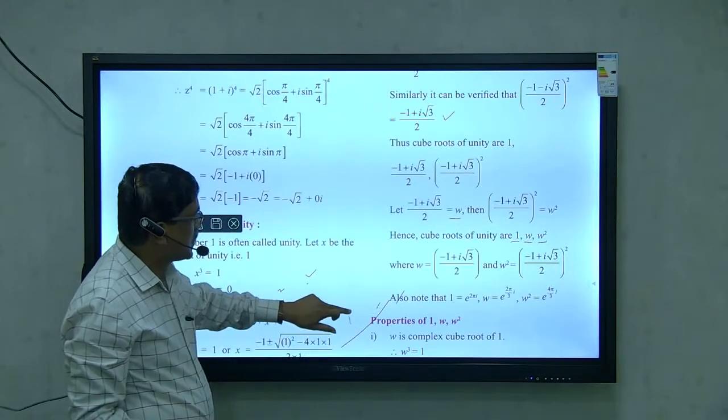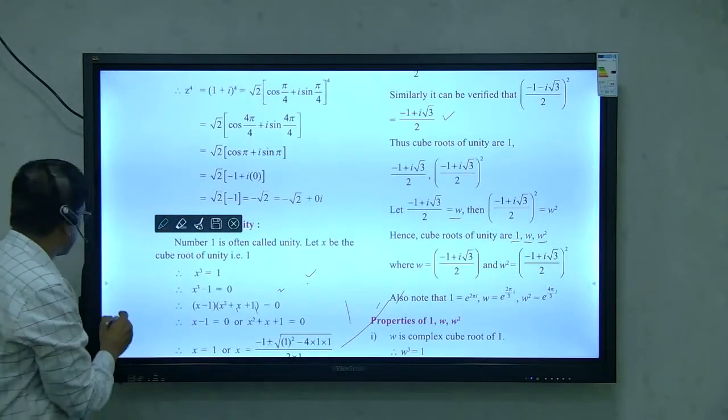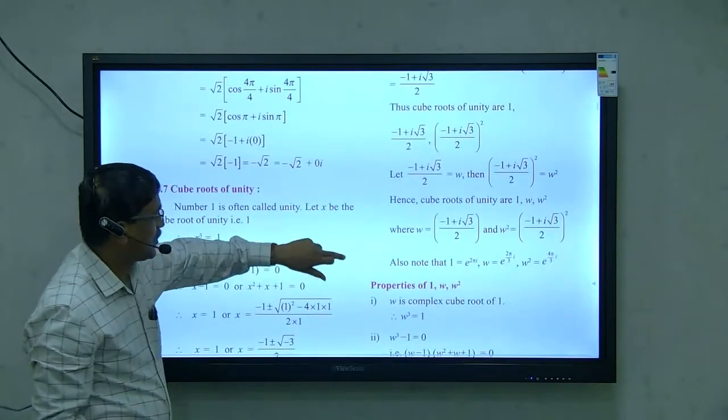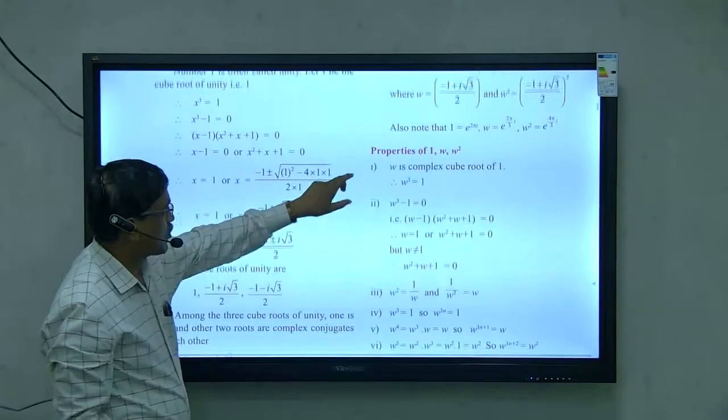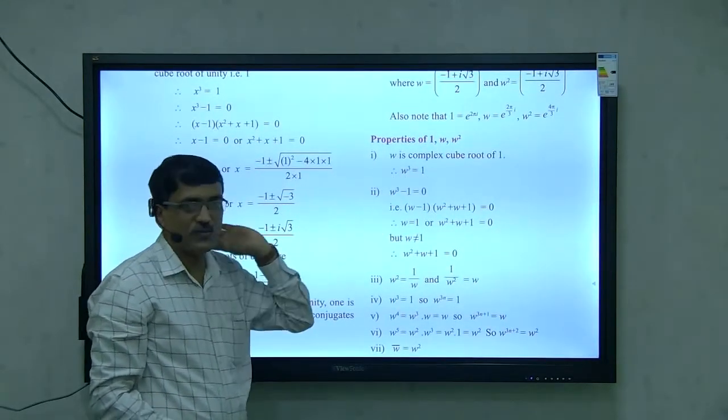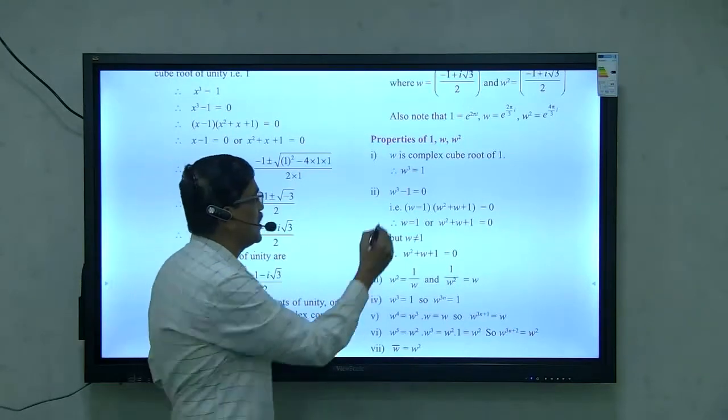Now let us see some properties. Properties of roots of unity, 1, omega and omega square. Omega cube is 1. Very important property. First one, omega cube is 1.